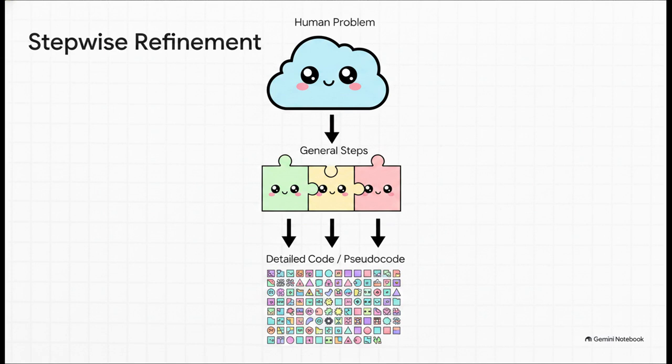You just keep repeating this refinement process until your logic is so incredibly specific that it's ready to be written out as pseudocode. And from there, you just translate that pseudocode into real, runnable computer code. We literally refine our messy human logic down into pure, structured machine instructions.